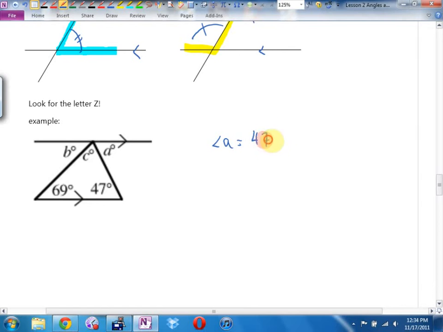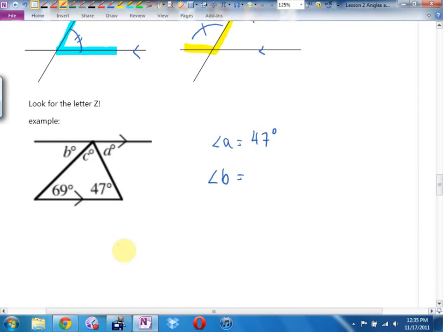What angle am I going to find next? I'm either going to use the 47, the 69, or the A. How big is angle B? Anybody see it? How do you know? Also a Z there. Sorry, you'll start to spot a lot of these better, but I got to show you them now. And how big is angle C?